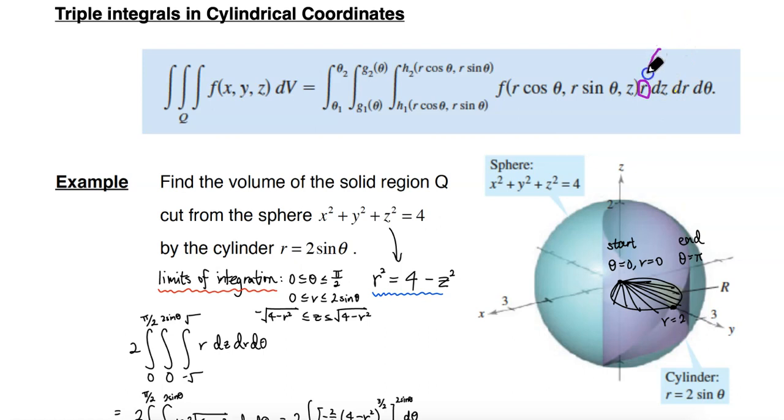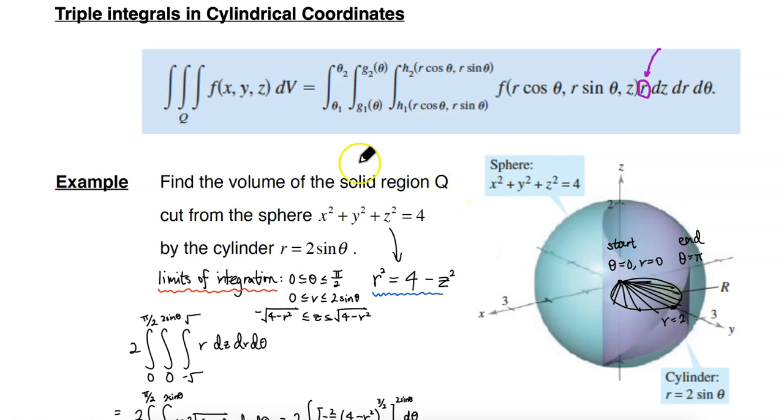This is actually called the Jacobian, which we will study in section 14.8. So we will see why we multiply by r in a bit of a more fundamental way than we've seen until now. Besides that, the concepts are the same as when we would integrate in terms of x, y, and z.